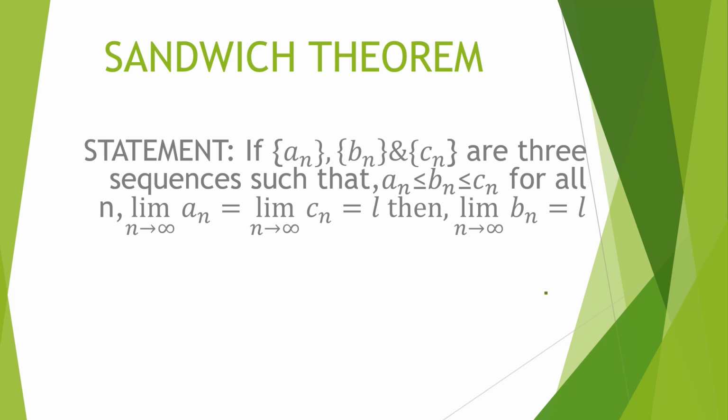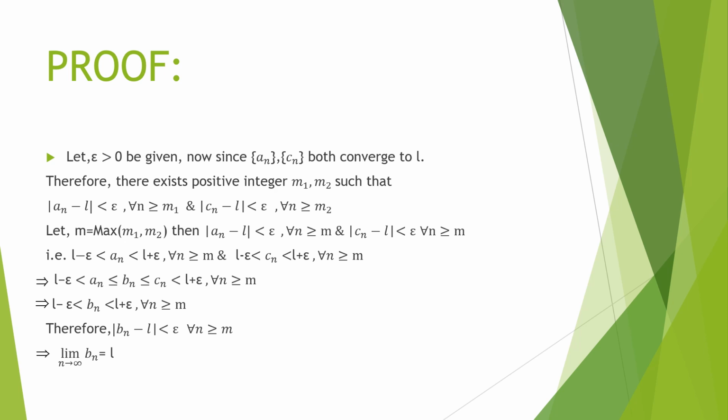Let's come to the proof. Let epsilon greater than 0 be any given positive number. Now, as we know from the statement, sequence AN and sequence CN both are converging towards L. Therefore, there exist positive integers m1 and m2 such that mod of AN minus L is less than epsilon for all n greater than or equal to m1, and mod of CN minus L is less than epsilon for all n greater than or equal to m2. Let's take the maximum of m1 and m2 as m, because we don't know which number is greater between m1 and m2.